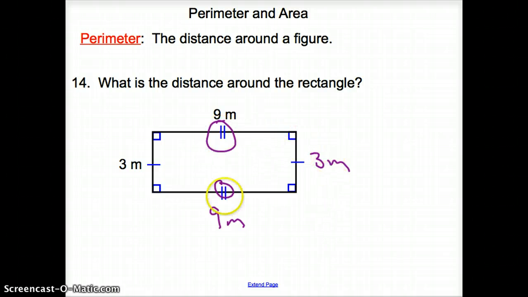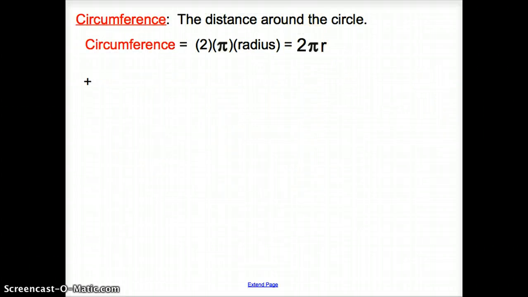Now perimeter is distance all the way around, so we just add up all the sides. We have 9 plus 3 plus 9 plus 3, which gives me a grand total of 24. Don't forget our units. What's our units? We are looking at meters. So it's 24 meters.